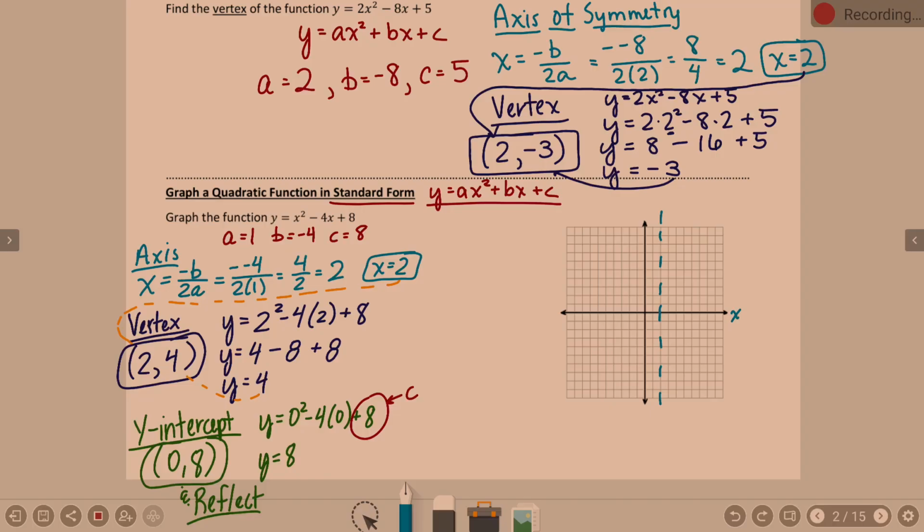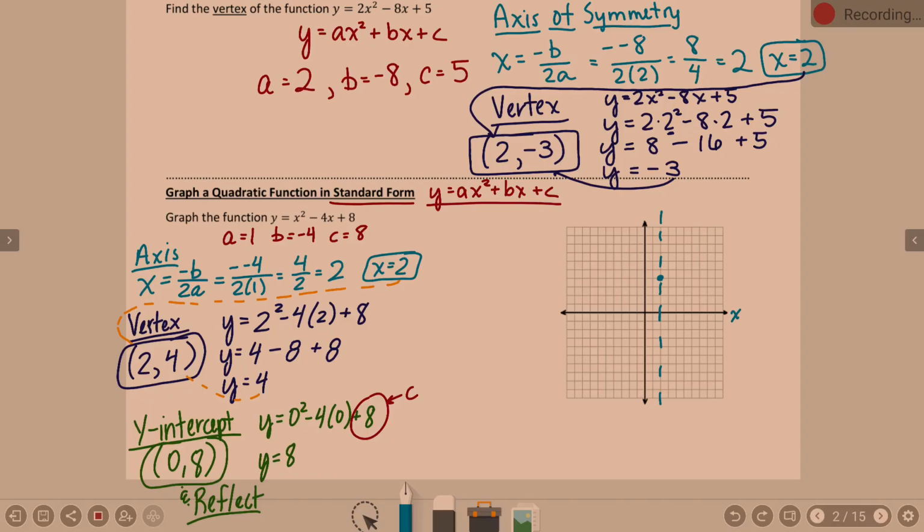Now, there's my axis of symmetry. Where's my vertex supposed to be? 2, 4. Well, let's check this out. If I go right 2, up 4. Notice, where did my vertex land? It landed on my axis of symmetry, yes? Okay, vertex landed on the axis of symmetry, so that's good. And then I said, I do not want you to just go, oh, there we go. No, don't do that. Okay? I want at least one other point.